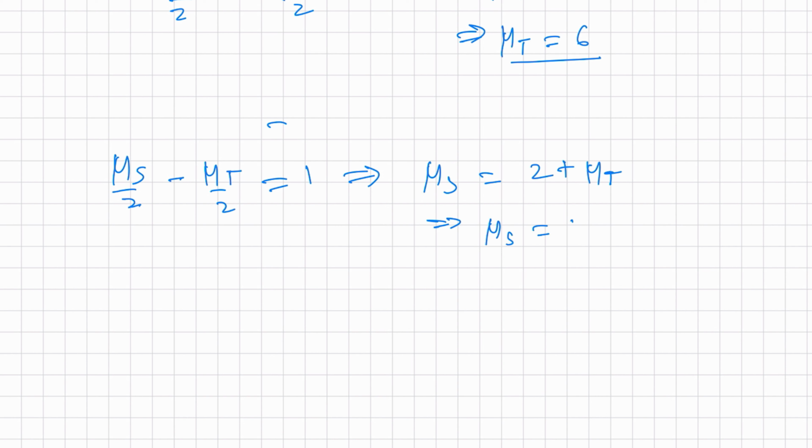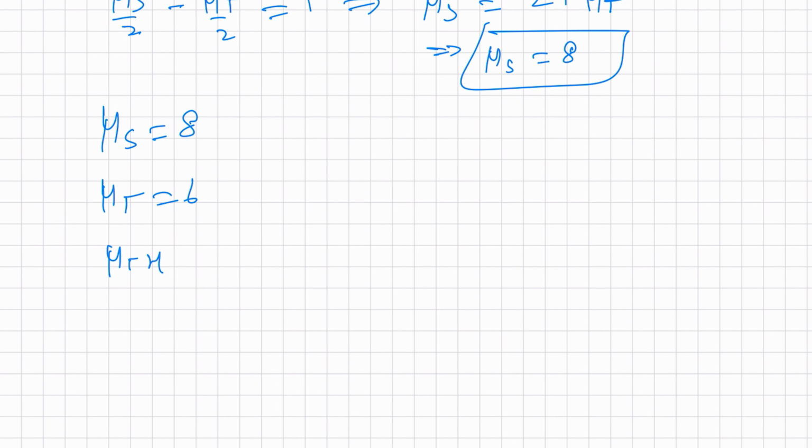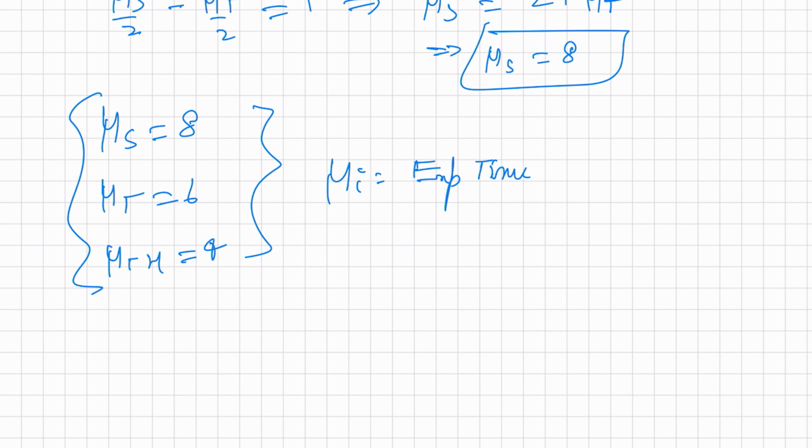Okay, so again, if you summarize, the different mu's become: mu s is 8, mu t is 6, and mu th is 4. Okay, and again, as I mentioned, mu i is the expected time to get absorbed from state i. So from state i, what is the expected time to get absorbed? Here the absorbing state is THH, the pattern we care about. That's where the game stops.